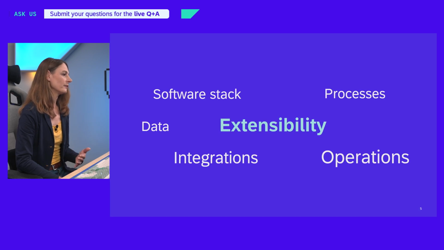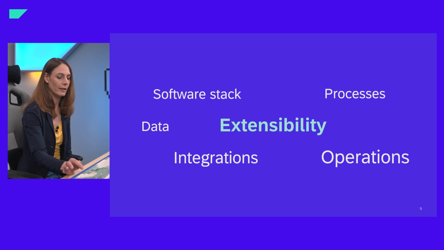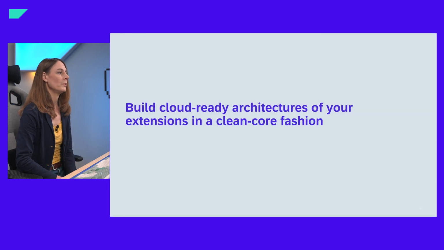We consider 6 dimensions when talking about clean core, and the one we are focusing on today is extensibility. That means that you keep your modifications controlled. And this is the focus of our lecture today. Build cloud-ready architectures of your extensions in a clean core fashion. But what extension options do we have for SAP systems?